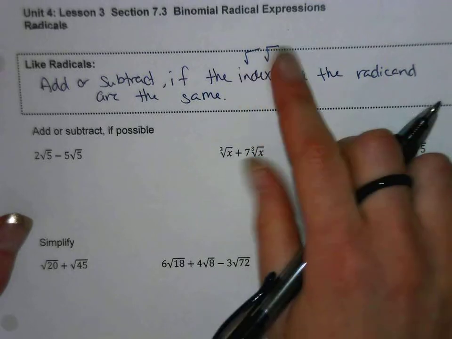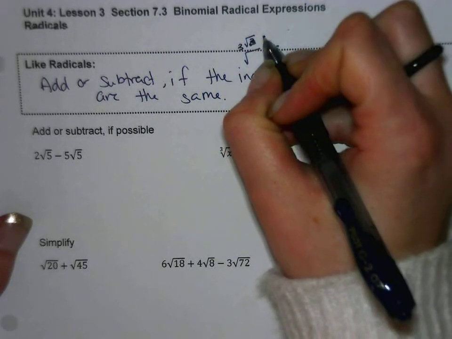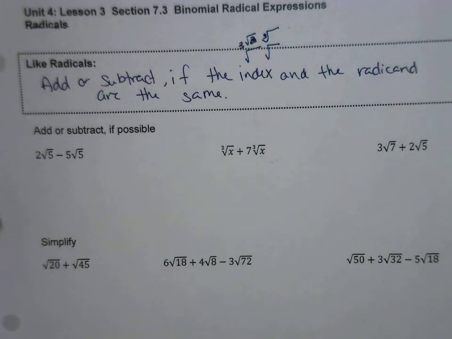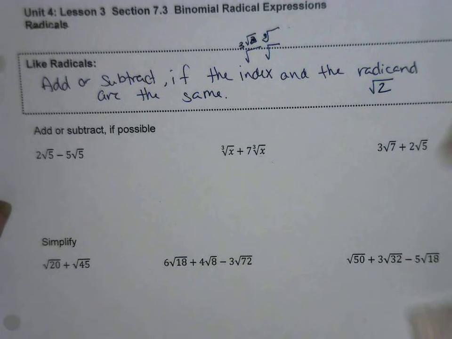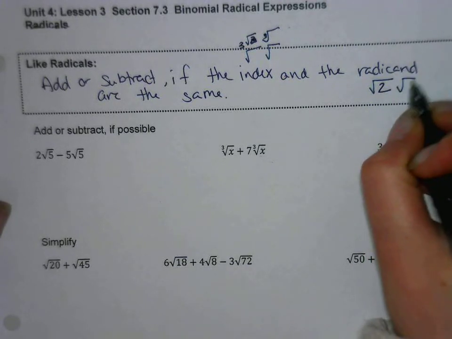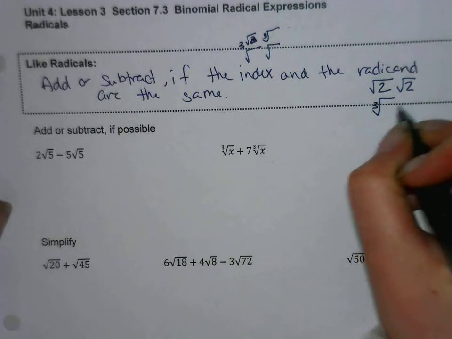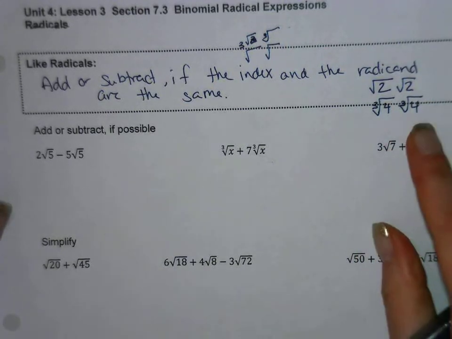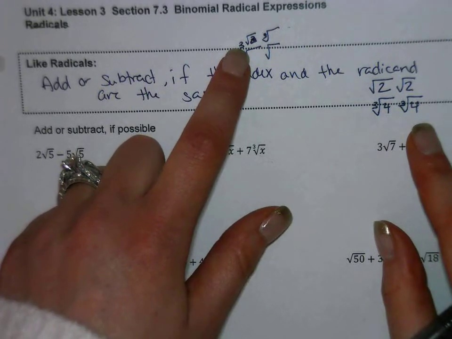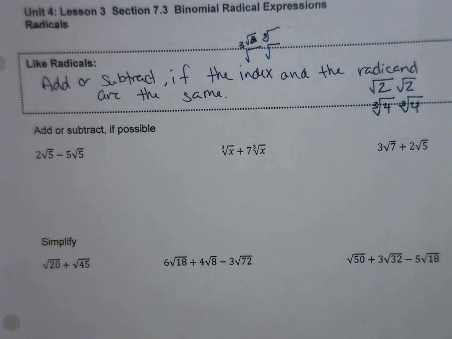The index means what root we are working with. If we have a cube root, that means we have to have another cube root. The radicand has to be the same, meaning the number underneath our radical. So if we have the square root of 2, the number has to be the square root of 2. If we had the cube root of 4, we have to have the cube root of 4. So the index, meaning what radical we're working with, and the radicand, the number underneath our root, need to be the same. So let's look at some examples.